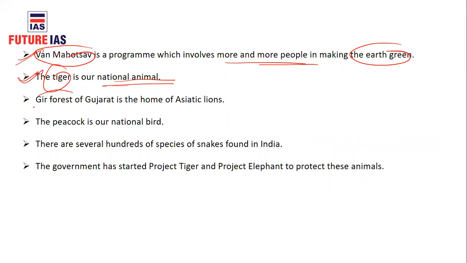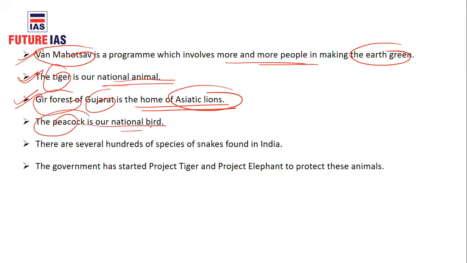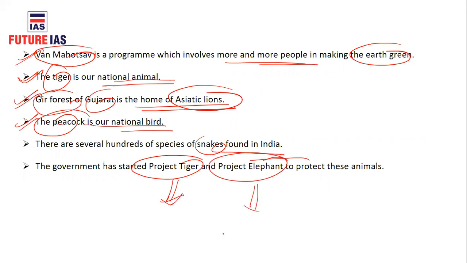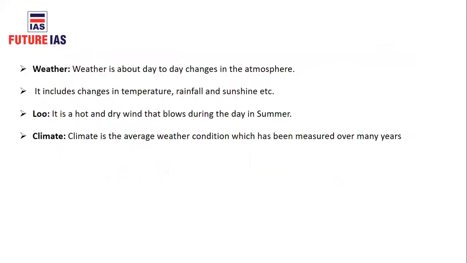And the Gir forest, which lies in the state of Gujarat, is the home of Asiatic lions. So Asiatic lions are found in the Gir forest of Gujarat. And the peacock is our national bird. Peacock is the national bird. Tiger is the national animal. And there are several hundreds of the species of the snakes which are found in India. And the government started the Project Tiger to conserve or to protect the depleting tiger population. Project Elephant to protect the depleting elephant population and to protect the corridor for these animals.